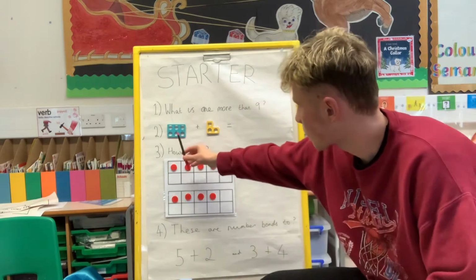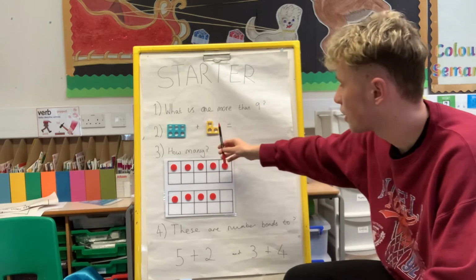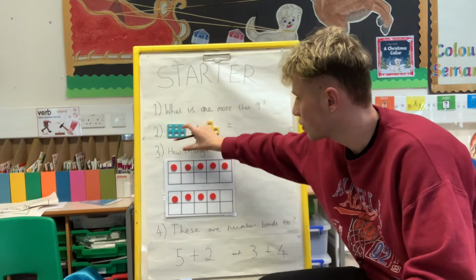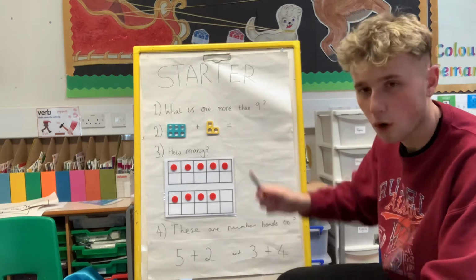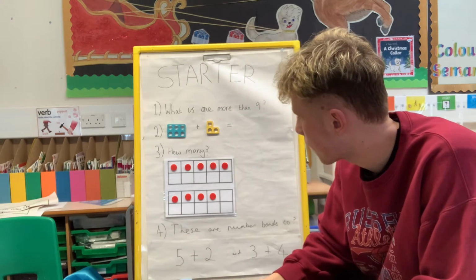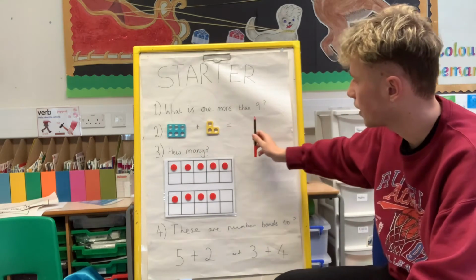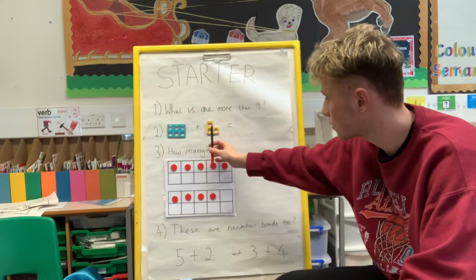Number 2, we've got some numicons, and the question is asking this numicon plus this numicon equals what? This numicon plus this numicon equals what? So you're going to have to count these numicons.